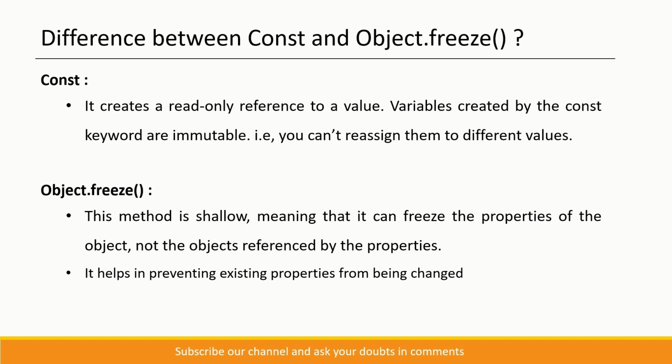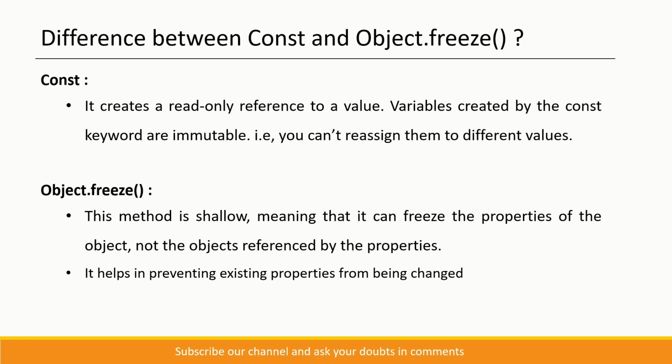Object.freeze is a shallow method, meaning it can freeze the properties of the object, not the objects referenced by the properties. It helps in preventing existing properties from being changed. It means you cannot change the existing properties and values in the object. Object.freeze helps you prevent that scenario. So this is the difference between const and Object.freeze.